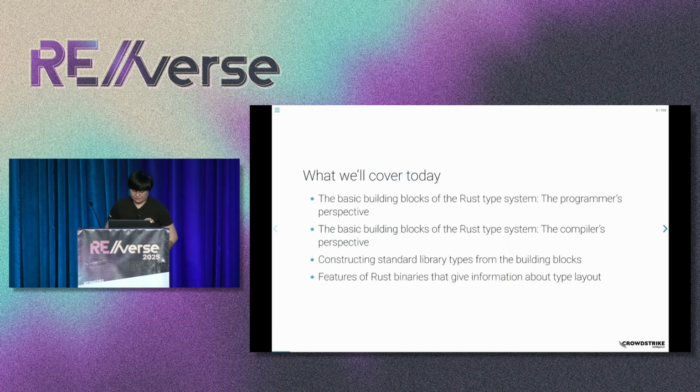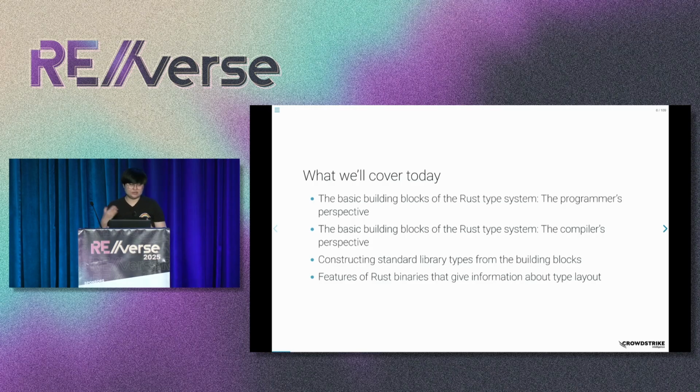All right, so we're going to cover this in kind of 4 blocks today. We'll start with just the basic Rust types from the programmer's perspective. This talk is intended for people who have never written Rust and who don't know Rust, but who maybe have reversed other languages before. So we'll learn a little bit of Rust together.